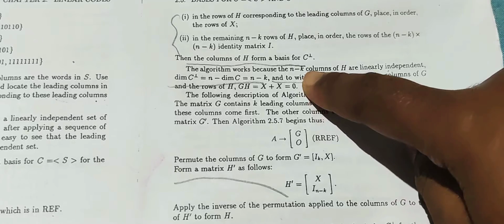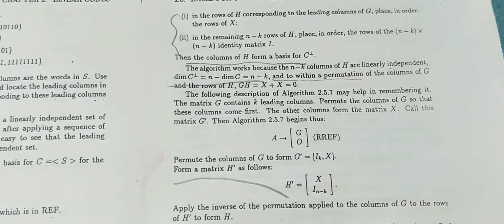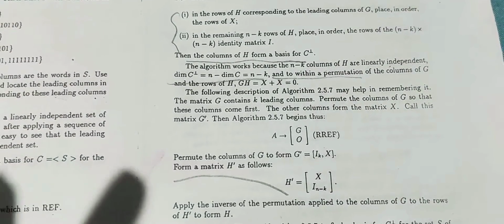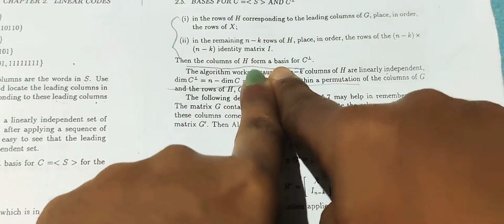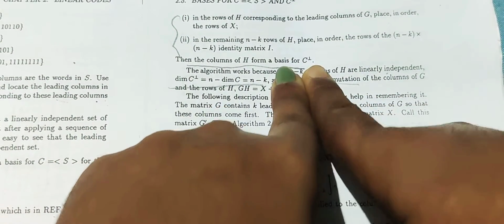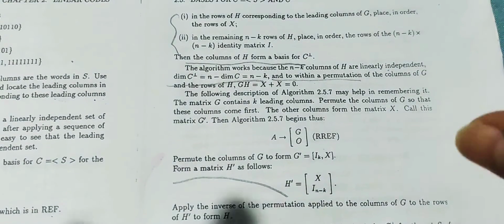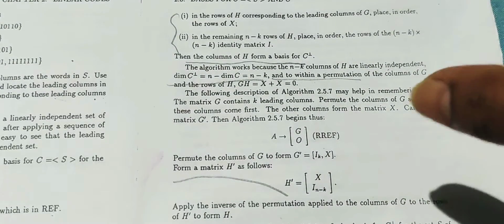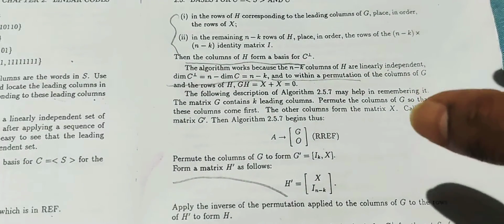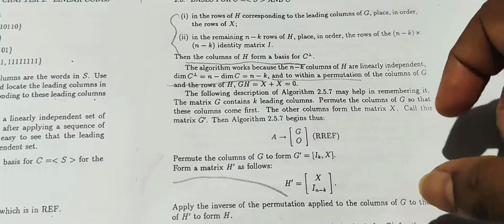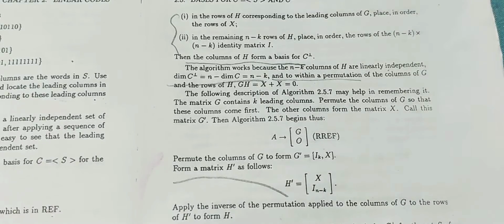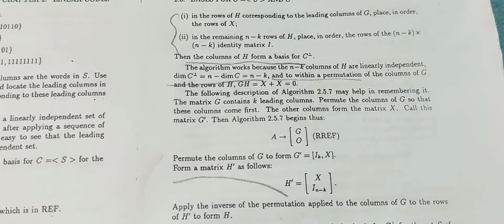So usually what did we say? First, we find the basis for C. So here we can find the basis for C perp. First, what do we do? Construct G, the K by N matrix consisting of all non-zero rows in RREF. Okay. And next, X. X is the K by N minus K matrix, obtained by deleting the leading columns of G.